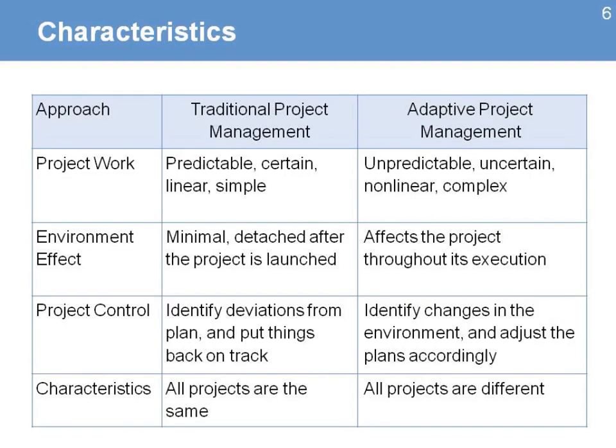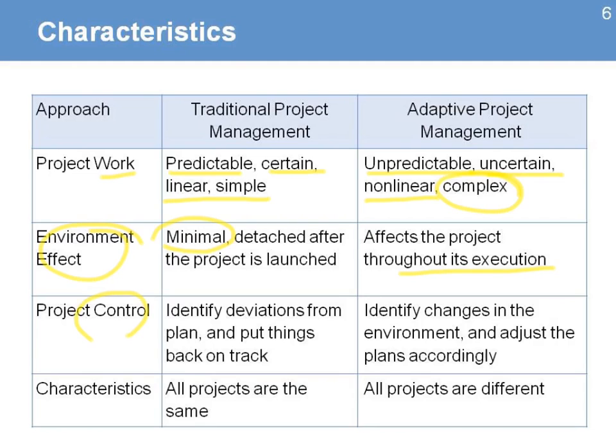Additional characteristics. The type of work in traditional is usually predictable, certain, linear, and simple. But in adaptive, the type of work is usually unpredictable. There's a lot of uncertainty, non-linear, and complex. The effect of the environment in traditional will usually be minimal. In adaptive, it will affect the project throughout its execution.